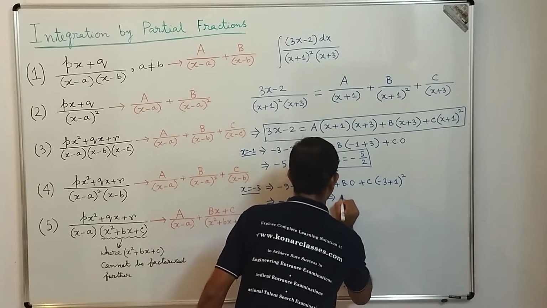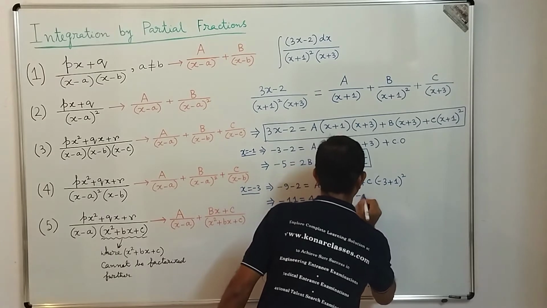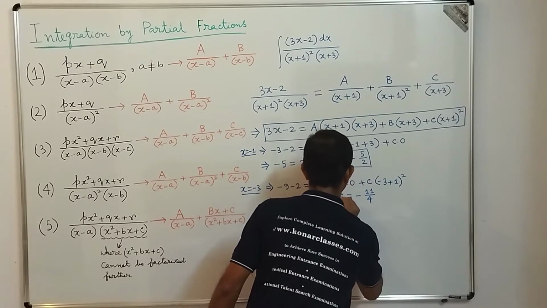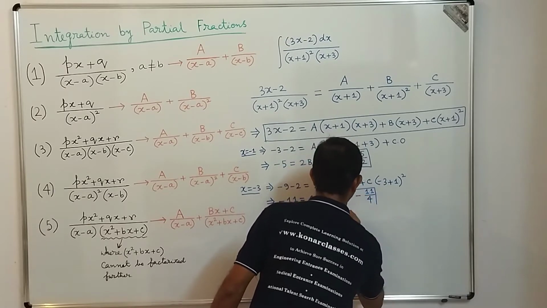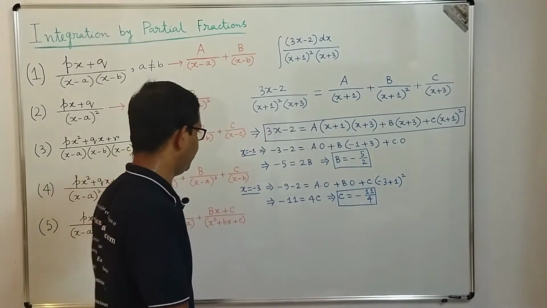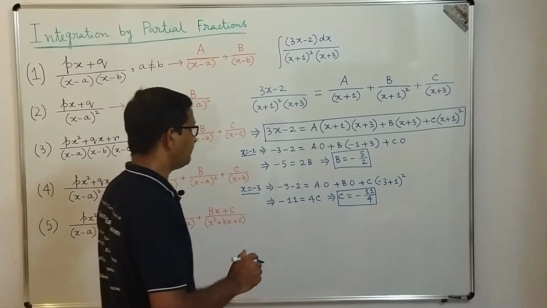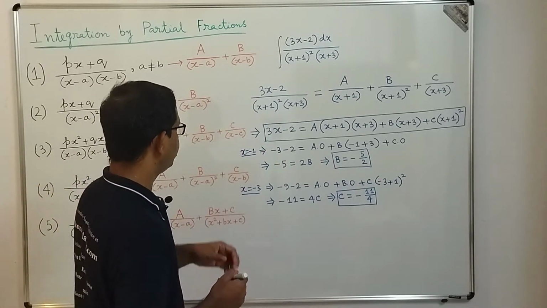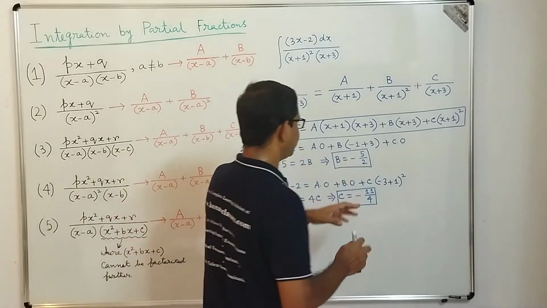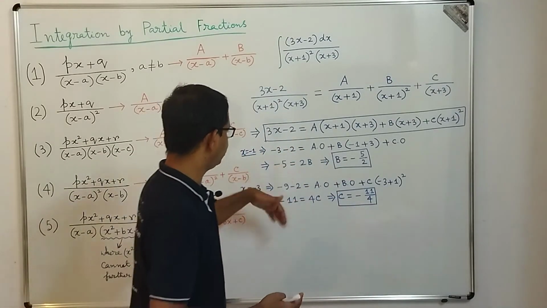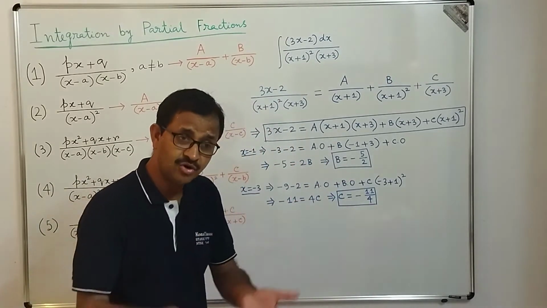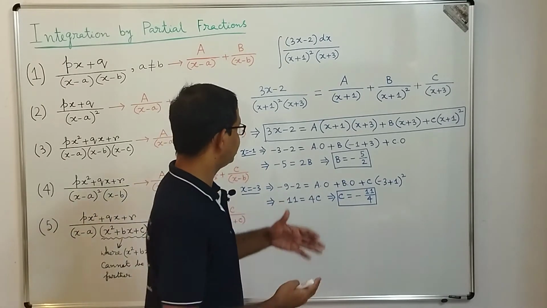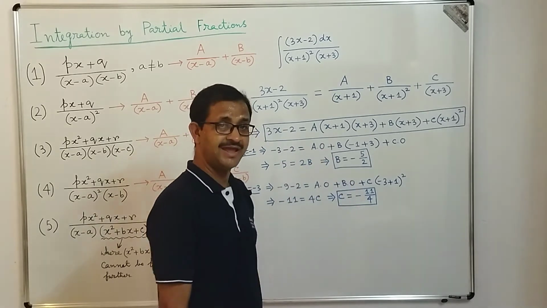So from here the value of c is equal to minus 11 divided by 4. Okay, dear students, so we get the value of c is equal to minus 11 by 4. Now we need to find the value of a. So how to find the value of a? As I was telling, there are two methods. One method is applying the value of x, and the second method is that we can equate the like terms, or we can say equate the coefficients of the like terms.